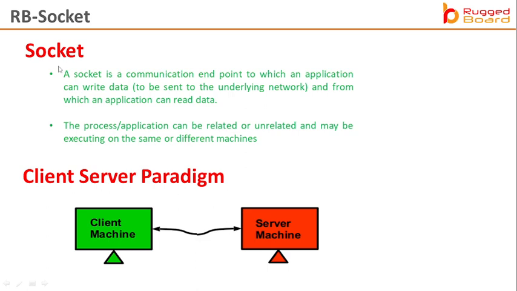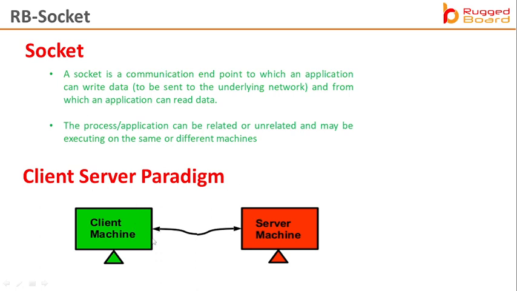So basically, the socket is a communication endpoint to which an application can write data and from which an application can read data. One application can write the data into it, and the other application can read the data from it, underlying the network. The process or application can be related or unrelated, and can be present in the same machine or in a different machine.